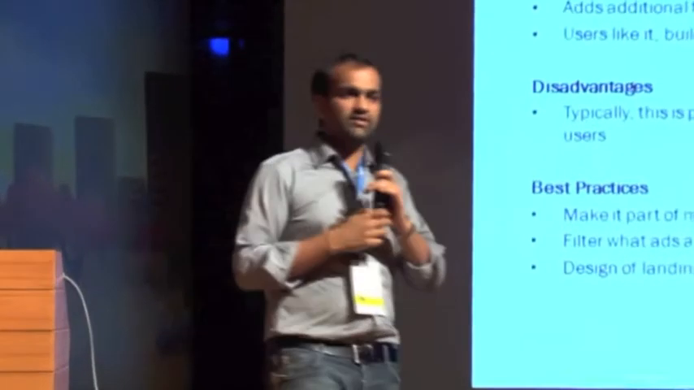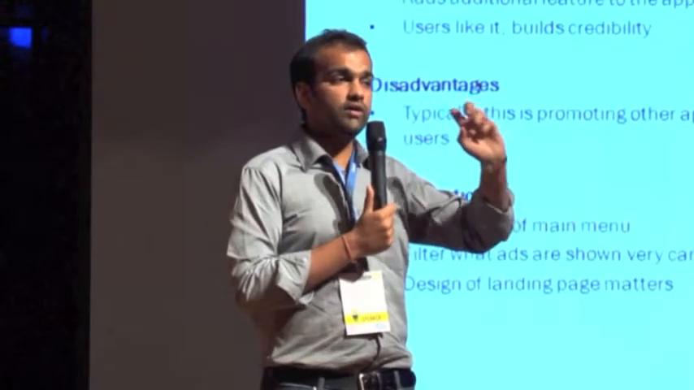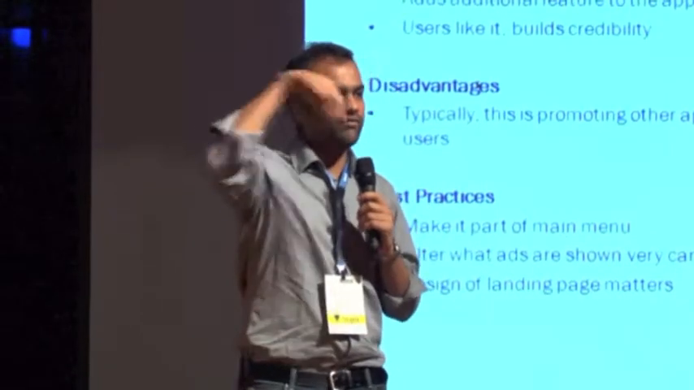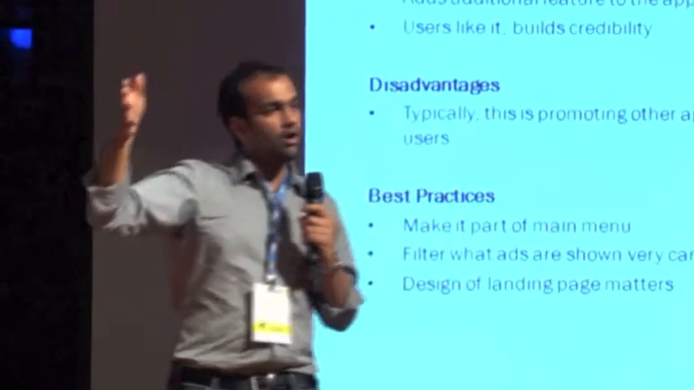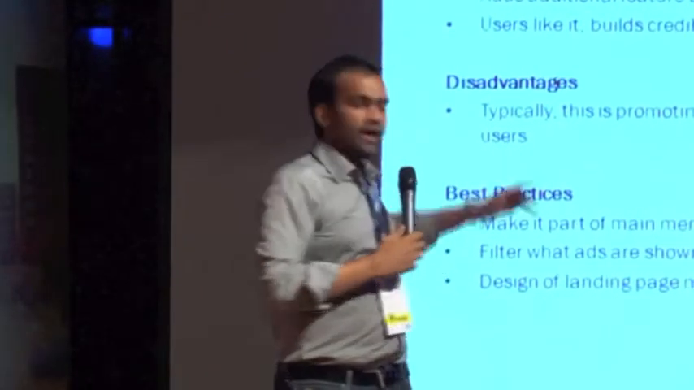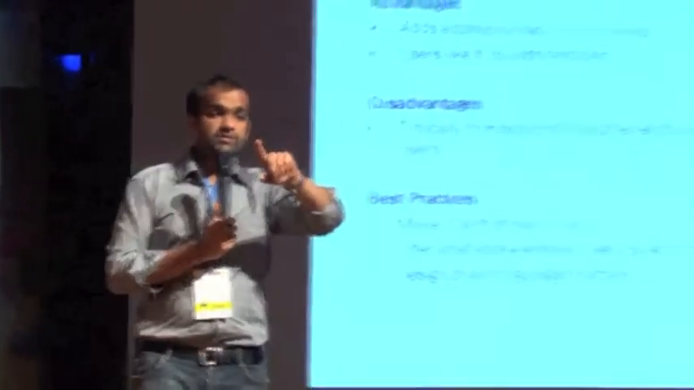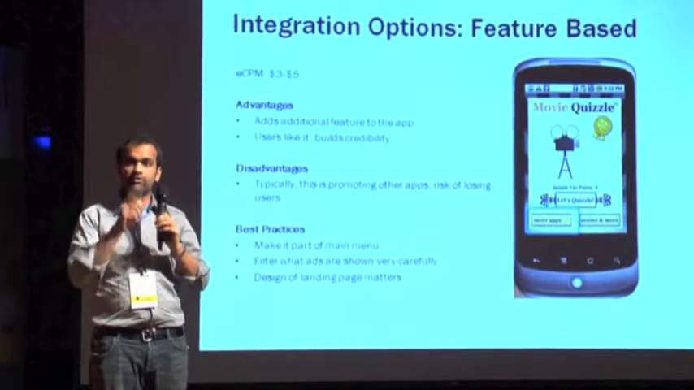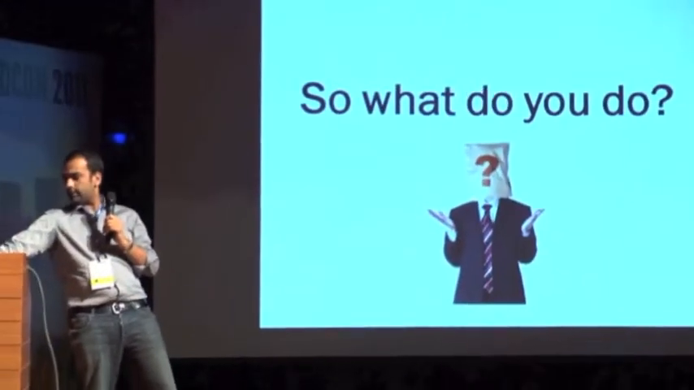Feature-based advertising is basically advertising where you integrate ads as a feature. So commonly this would be like a more ads button. You'll have a screen and you'll say more ads, you click on more ads, and then a user can go and download that. High eCPMs, ads to your product. One risk is that typically the screens are promoting other apps a lot. So the risk of losing your users going to some other app. Okay, so what do we do?